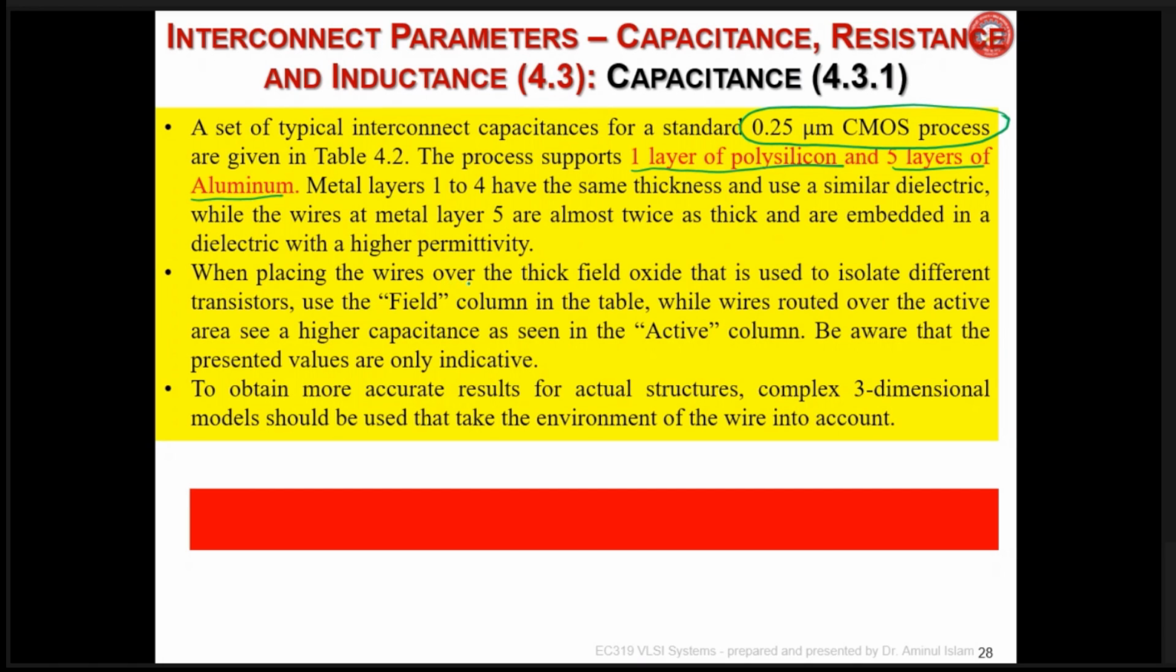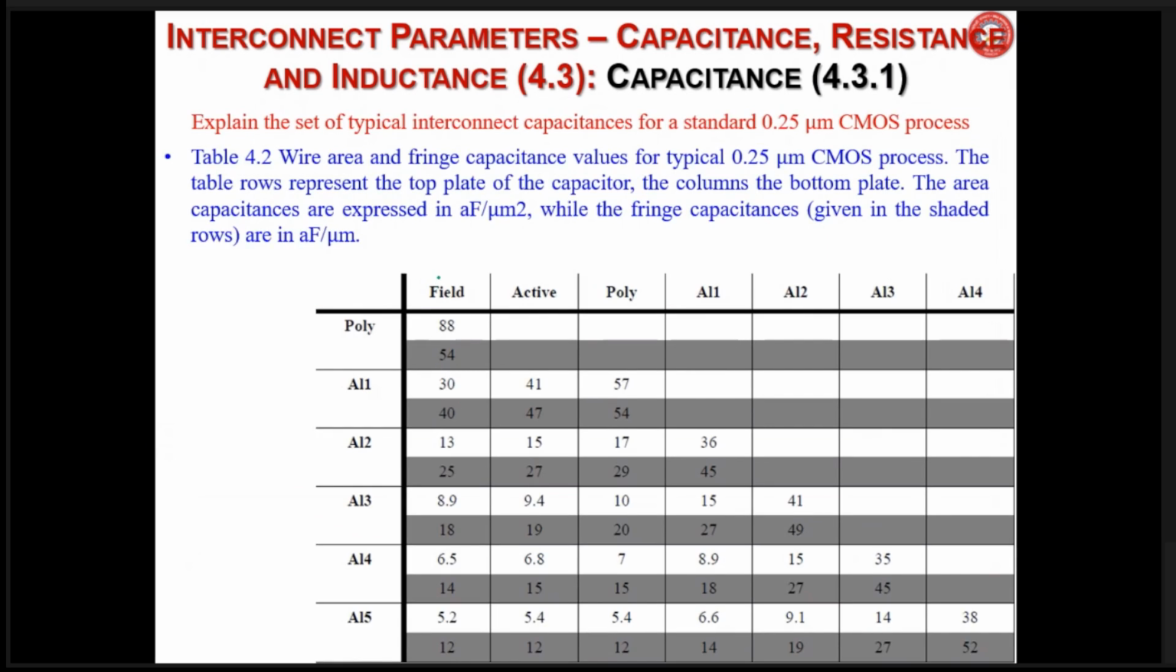When placing the wires over the thick field oxide that is used to isolate the different transistors, use the field column in the table. We are going to see the table. It is talking about what is meant by field, active, poly, or aluminum 1, 2, 3, 4, 5. So if your wire is going over the field oxide, then this column has to be looked at.